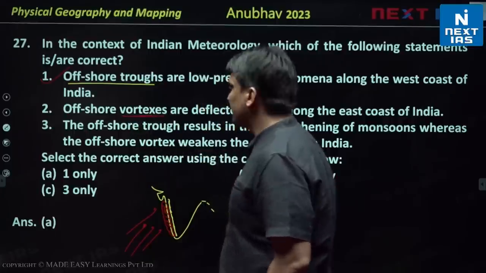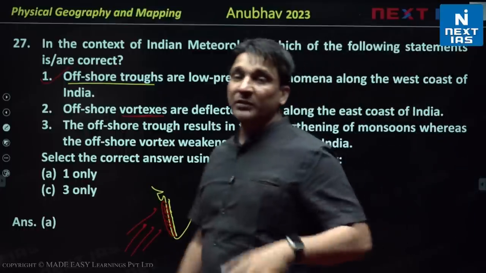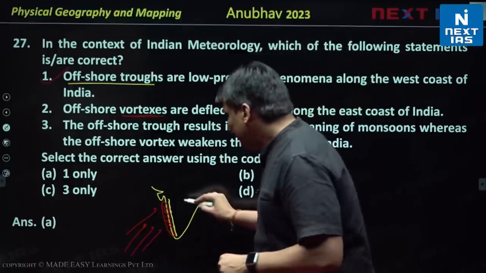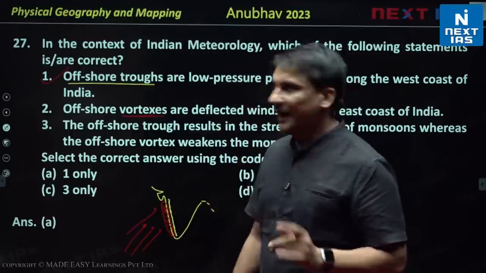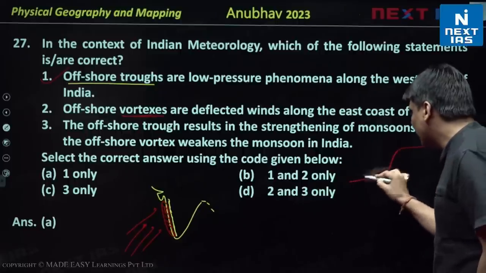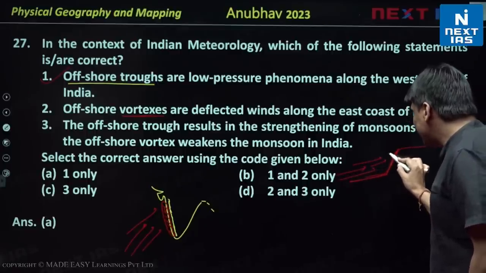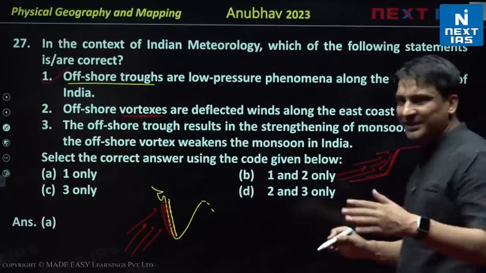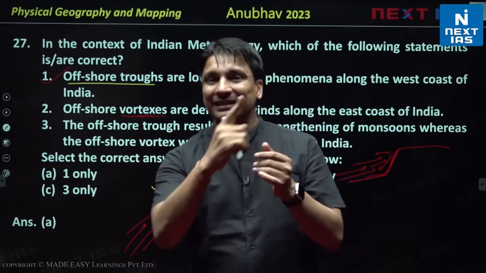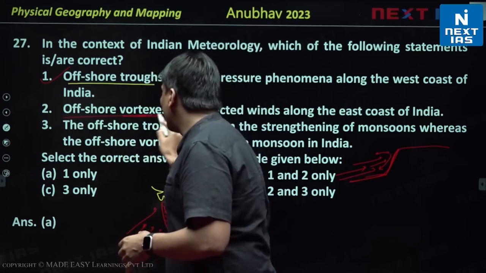Vortex is singular. Vortices. Offshore vortices are deflected winds along the east coast of India. No. Offshore vortices develop during the monsoon season along the western coast of India. Actually, what happens? Imagine this is the Western Ghat. This is the western coastal plain. So monsoon winds strike the Western Ghat and create a return current. Basically, the Western Ghats divert the winds. Okay. So the return current is created, and this return current and advancing current together create a circular system, which is called an offshore vortex.